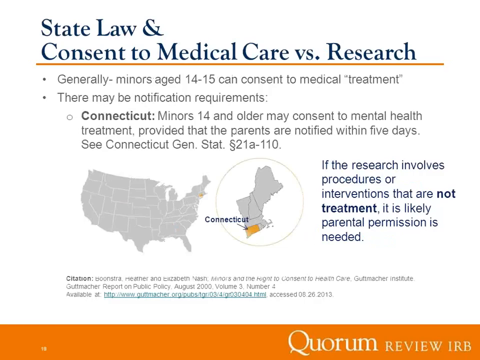So, state law and consent to medical care versus research: these laws are really designed to allow adolescents to get access to treatment that they require, but it's access to treatment. So if your research involves a procedure or intervention that's not treatment, even if a lot of the research would involve treatment and there's only one intervention that shouldn't really be considered treatment, it's investigational, you're probably going to need parental permission unless that minor is legally emancipated, because these laws are really designed to allow them to consent to treatment but not research. So that's just something to keep in mind when you're looking at research that could involve pregnant minors, for example.